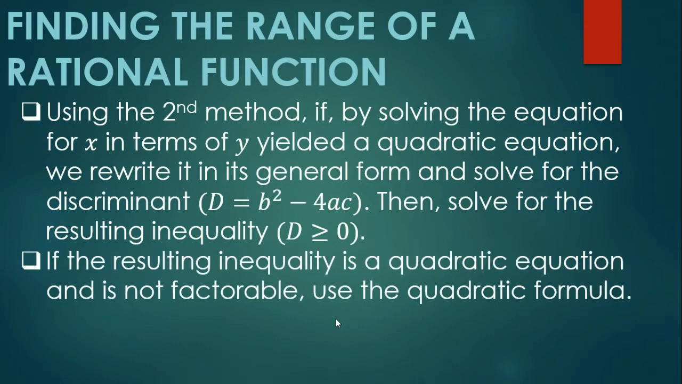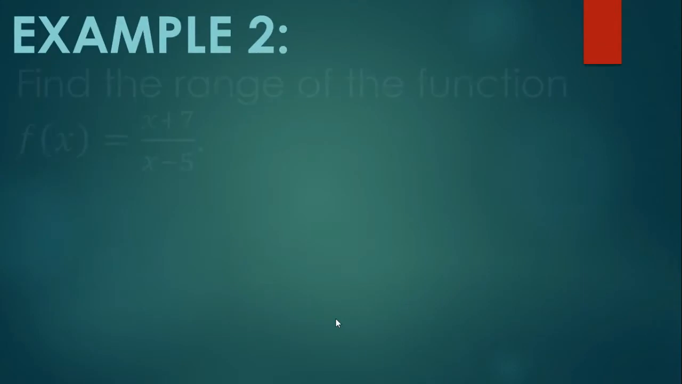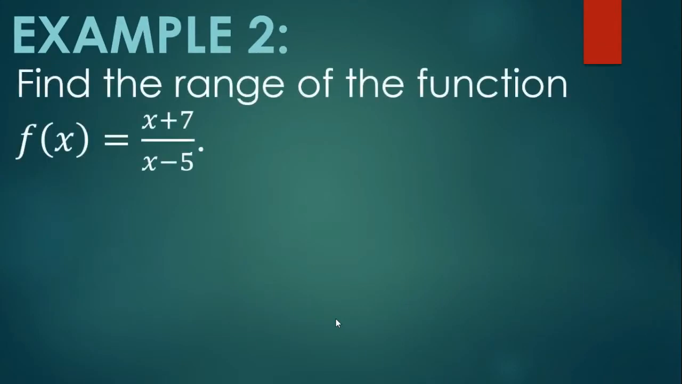If the resulting inequality is a quadratic equation and is not factorable, use the quadratic formula. If the discriminant obtained is negative, the range is the set of all real numbers. Okay? Example number 2. Find the range of the function f of x is equal to x plus 7 all over x minus 5. For the solution, watch this video.